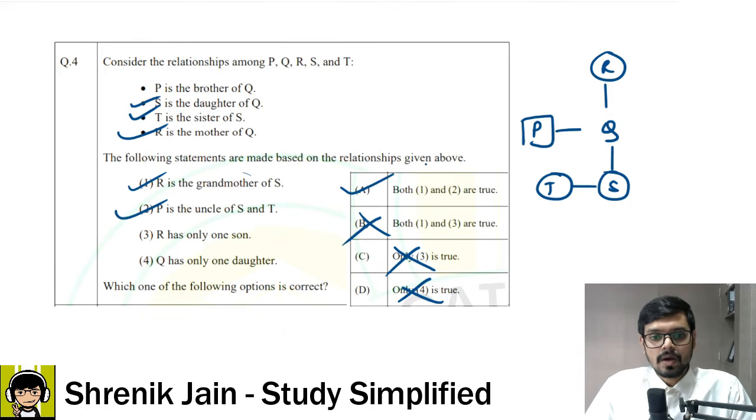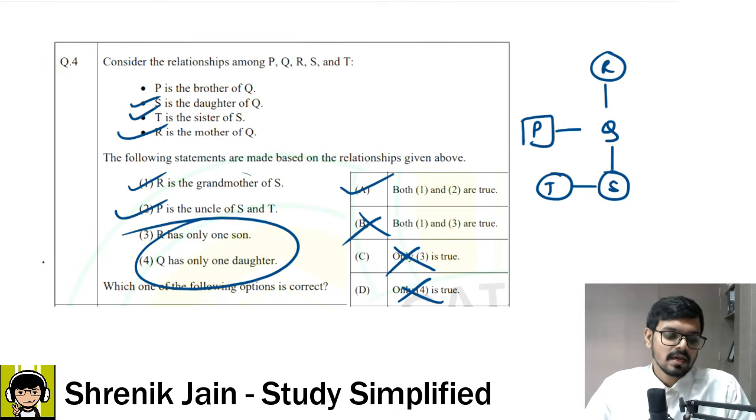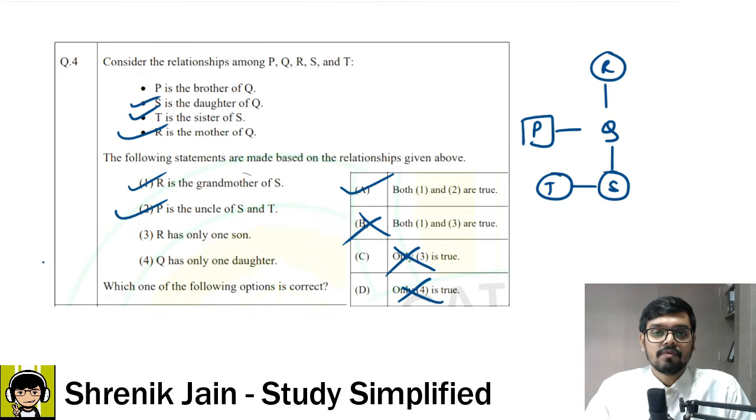In exam, you have to be that fast. Do not check for the third and the fourth statement, because once you get the answer, you should be out of the question. You should save time for the tough questions. This is super easy, so do not waste time. As a teacher, I will explain all the options so that you do not get any confusions while referring to the solution PDF. So the third statement says R has only one son.